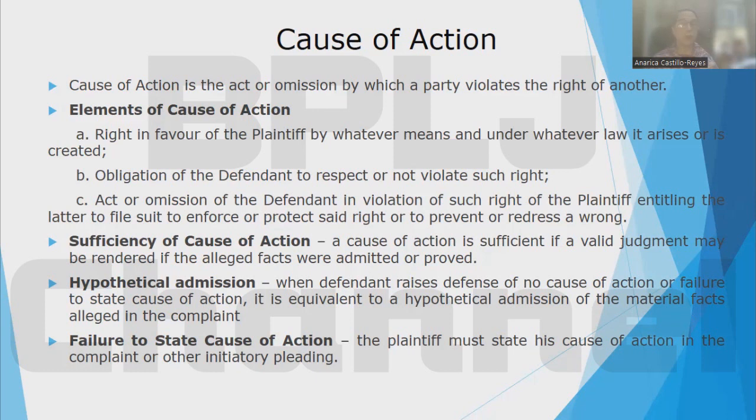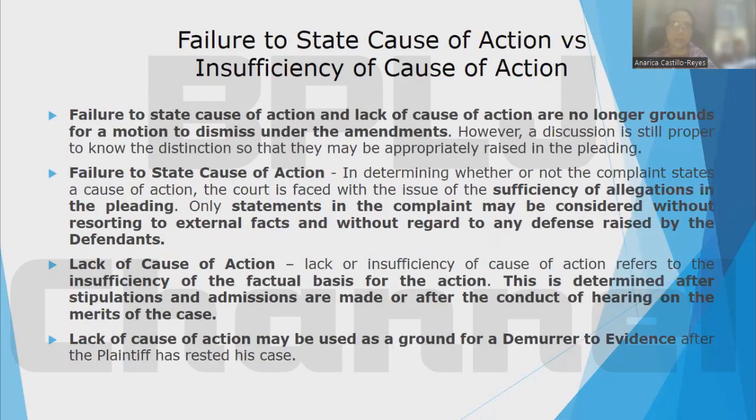However, under the new amendments, failure to state a cause of action is no longer available as a ground for a motion to dismiss. There are only 4 grounds allowed by which a motion to dismiss can be based: lack of jurisdiction, litis pendentia, res judicata, and prescription. Failure to state a cause of action is not among those grounds. So you can no longer move for dismissal on the ground of failure to state a cause of action.